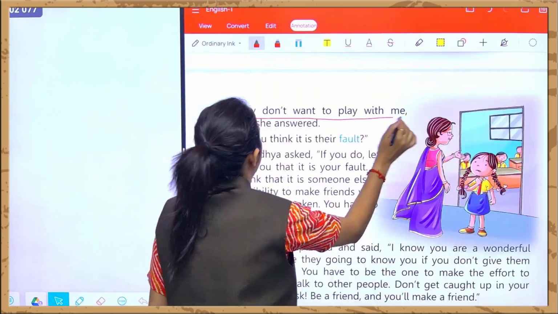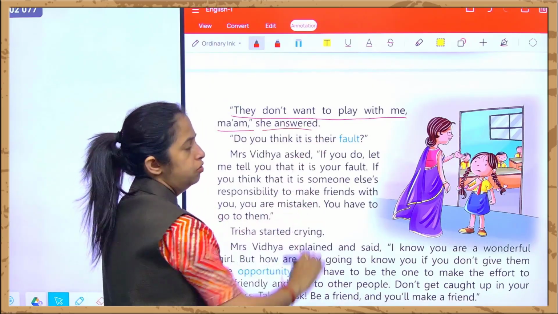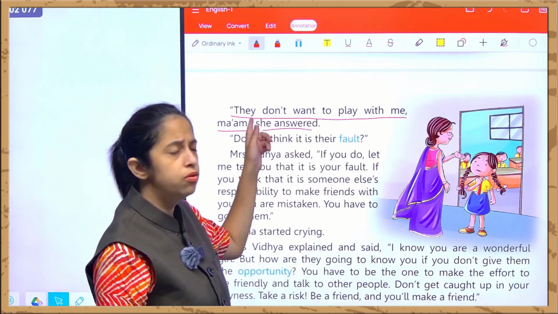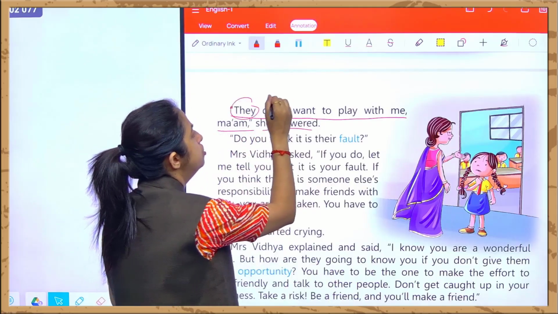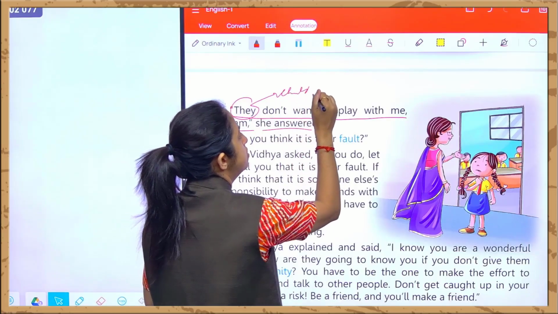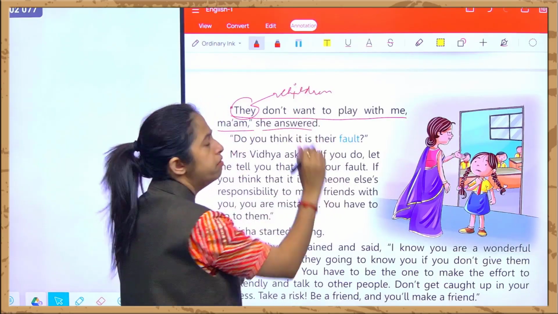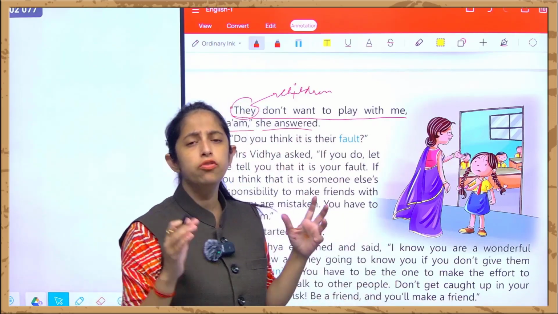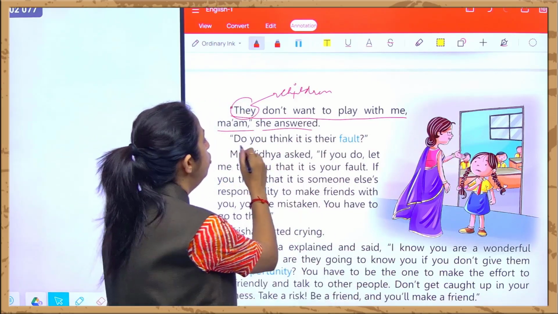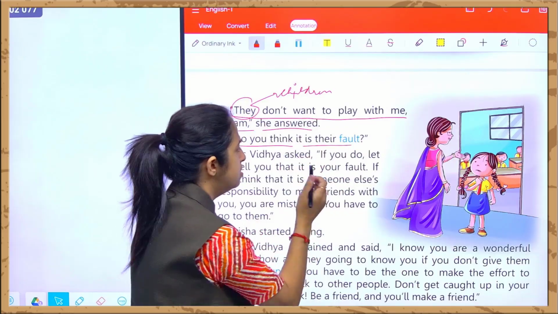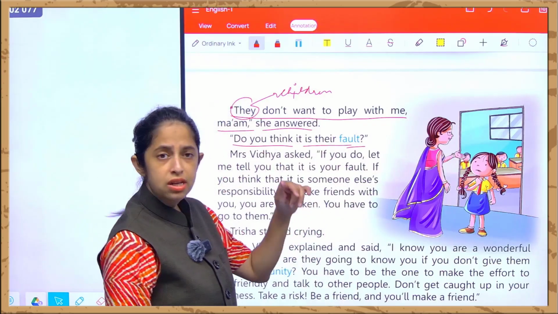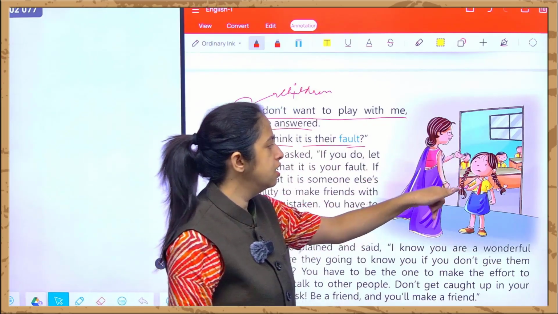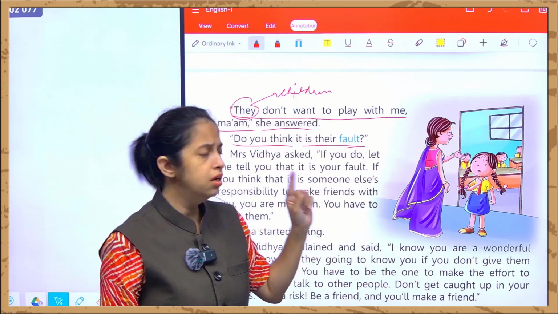They don't want to play with me, ma'am, she answered. What she answered? She said that, who are they? They are the children of the class. What is she saying? She's saying that children of the class, they are not willing to play with me. Do you think it is their fault? What is the teacher saying? Teacher is saying कि ये क्या उनका fault है?